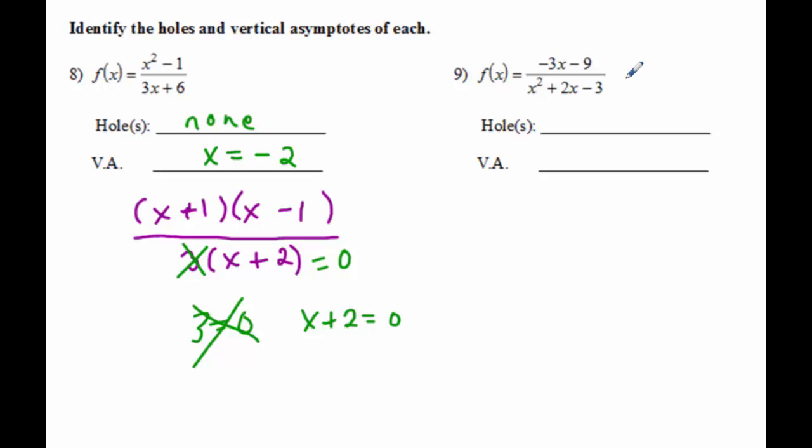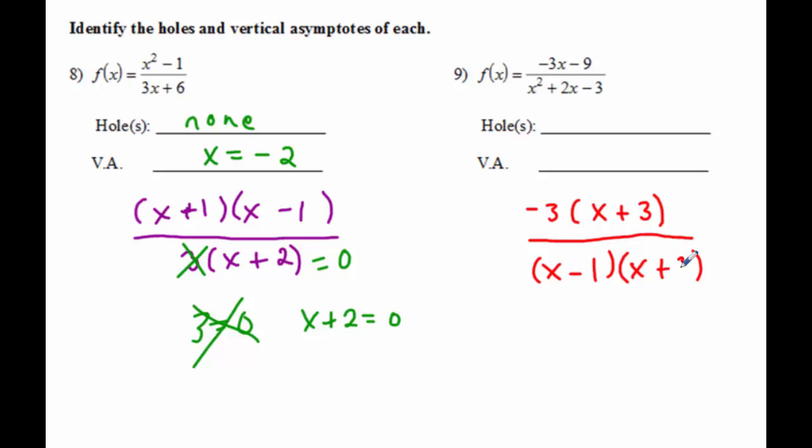Yeah, if it had 3x, then we would set that equal. So let's factor number 9. What can I take out on top? Negative 3. It is a good idea to take out the negative since they're both negative. Not just a good idea, it's actually pretty necessary. Now, x squared plus 2x minus 3 factors into x minus 1, x plus 3. Minus 1 and plus 3. Always check and make sure that you pick the right signs.